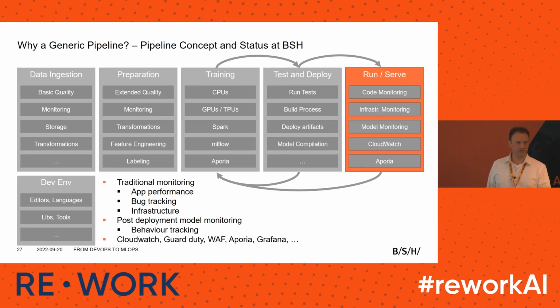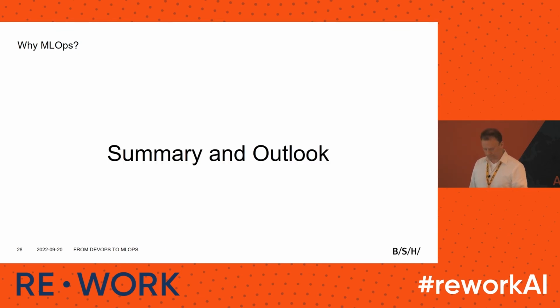So we did lots of evaluations, compared several potential candidates, and in our case, Aporia was the sweet spot. It fit quite nicely into our infrastructure, and it works more or less well together with MLflow for the versioning. You might also want to add something like protection for your application, something like GuardDuty or a web application firewall, or Grafana to monitor visually.